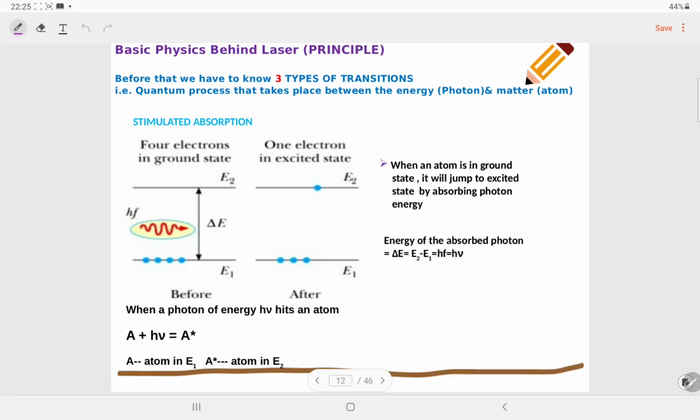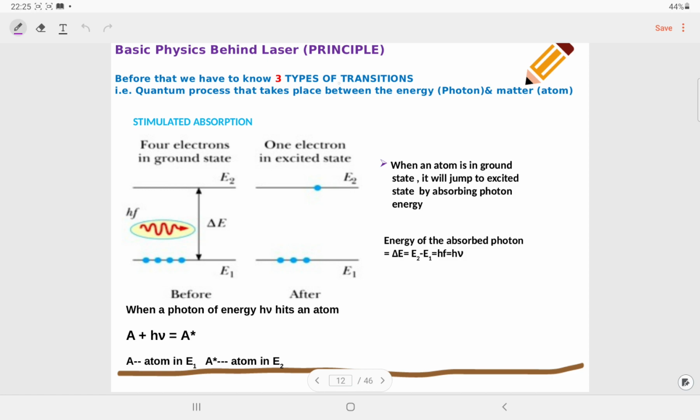Okay, so the basic physics behind the laser. We are going to understand the principle of laser with the help of three processes. One is absorption, another is spontaneous emission, and the third one is stimulated emission. Our interest is to understand stimulated emission very well.